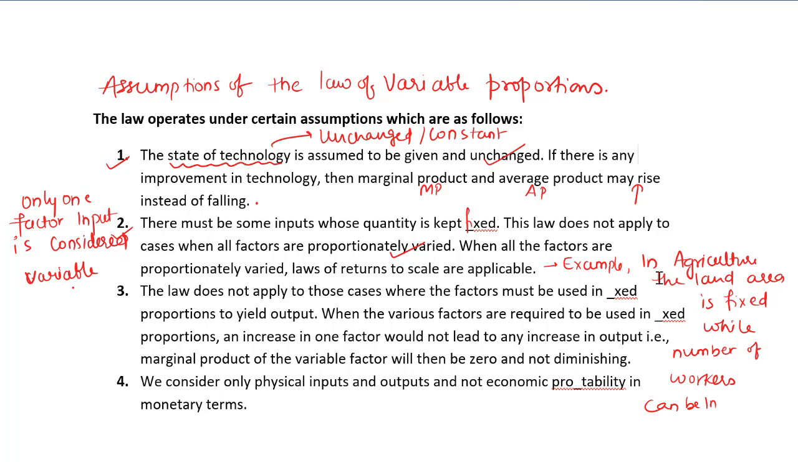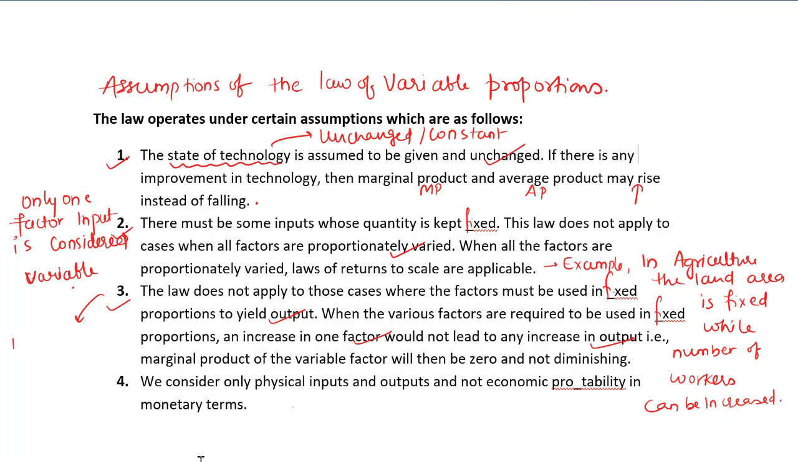Workers can be increased. I believe you understood. Let us see the third point, which talks about the law not applying to those cases where the factors must be used in fixed proportion to yield output. When the various factors are required to be used in fixed proportion, an increase in one factor would not lead to any increase in the output. Why? Because all the factors are taken in a very fixed proportion. So this law is not applicable in this case.